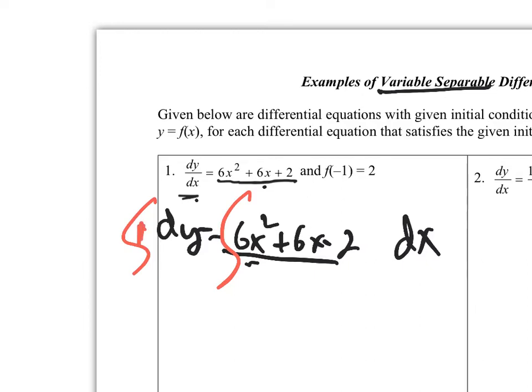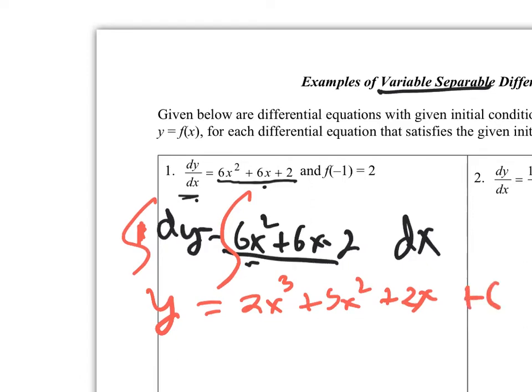Integrate both sides, and what do I get? When I integrate, there's an imaginary 1 sitting here. When you integrate 1, which is 1 times y to the 0 power, it becomes what? Y. That's right. Equals, and I integrate this bad boy, and it becomes 6x cubed over 3, which becomes 2x cubed. 6x squared over 2 becomes 3x squared. And then what happens to the plus 2? 2x. Just like the 1 became a 1y, the 2 becomes a 2x, and there's a constant of integration because there's no limits.